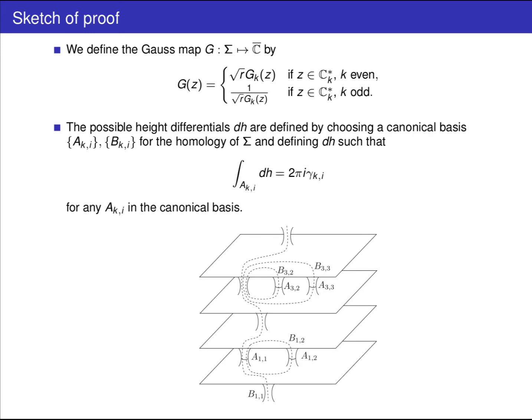Possible height differentials dh are defined by choosing a canonical basis, the a_{k,i}, b_{k,i}, for the homology of sigma, and defining dh such that when we integrate over the a_{k,i}'s of dh, we'll get 2 pi i times gamma_{k,i}, gamma_{k,i} being just some real number, for any of the a_{k,i} in the canonical basis. So for our prototype surface here, we've got those a_{k,i}'s, the horizontal necks, and then the b_{k,i}'s going through all the necks there, and then we've got the one going up through the top and back to the bottom.